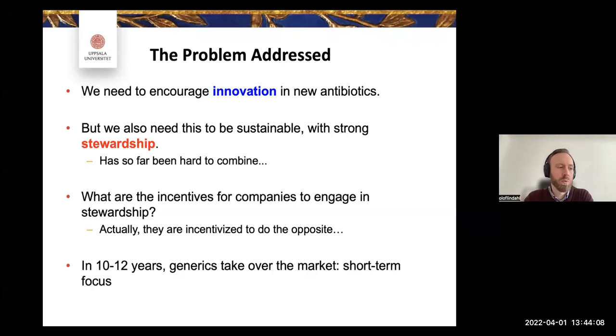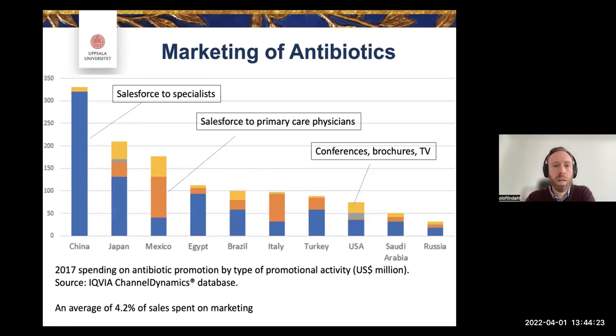So we shouldn't be too surprised that this is what happens, because that's what I mean by the incentive: the system is constructed such that if you have to guess what's going to happen, this is what's going to happen. They're going to sell as much as possible. And this happens mostly in middle-income countries, middle-income markets.